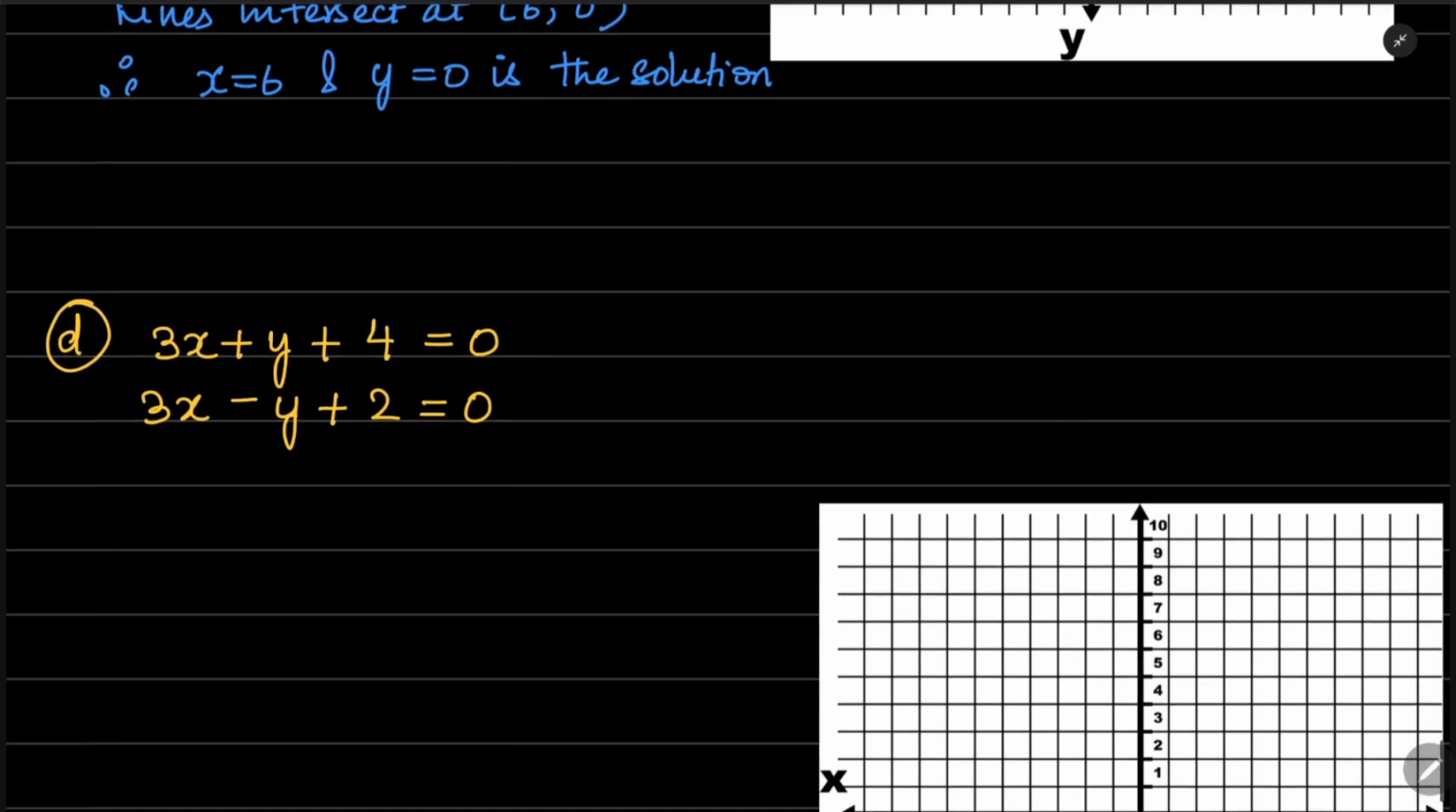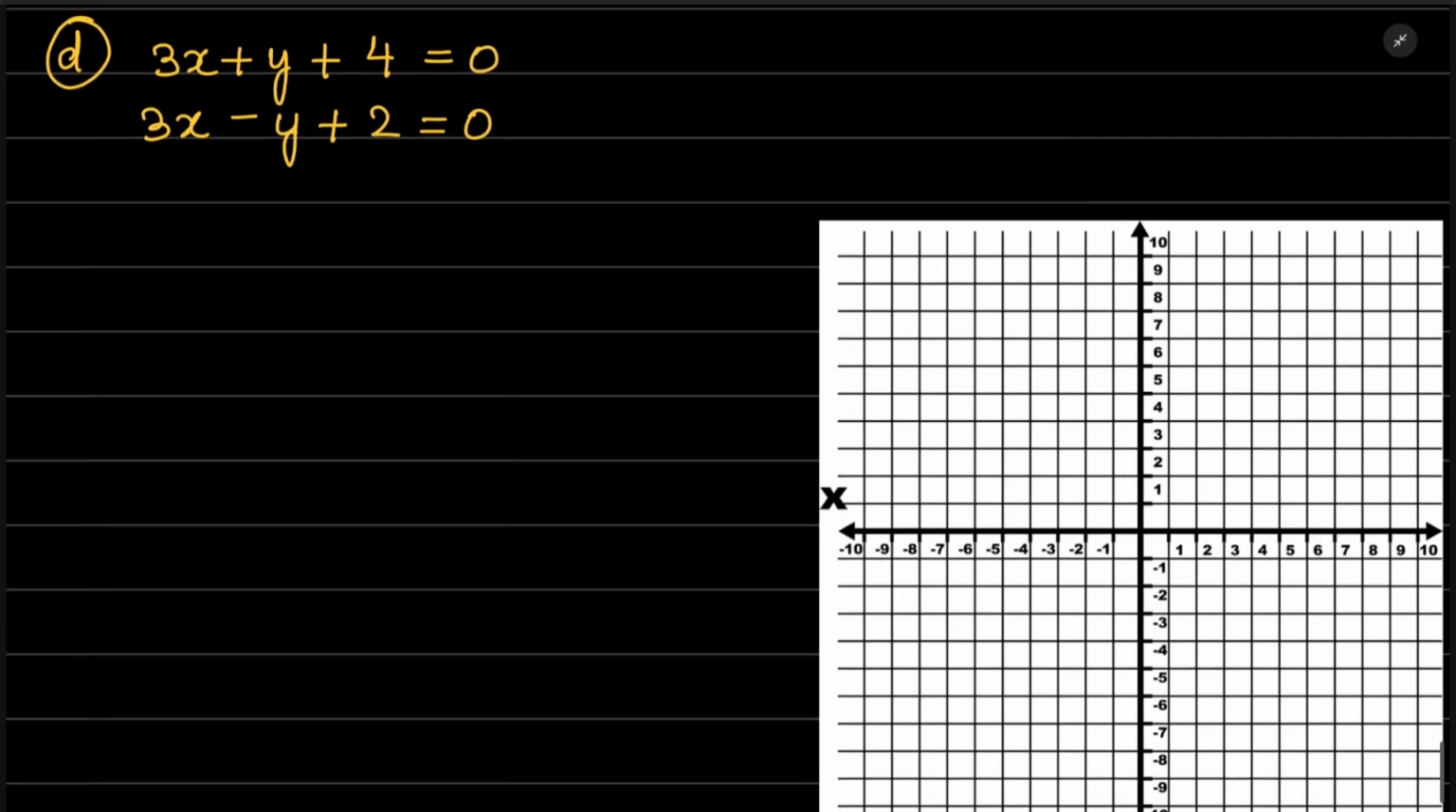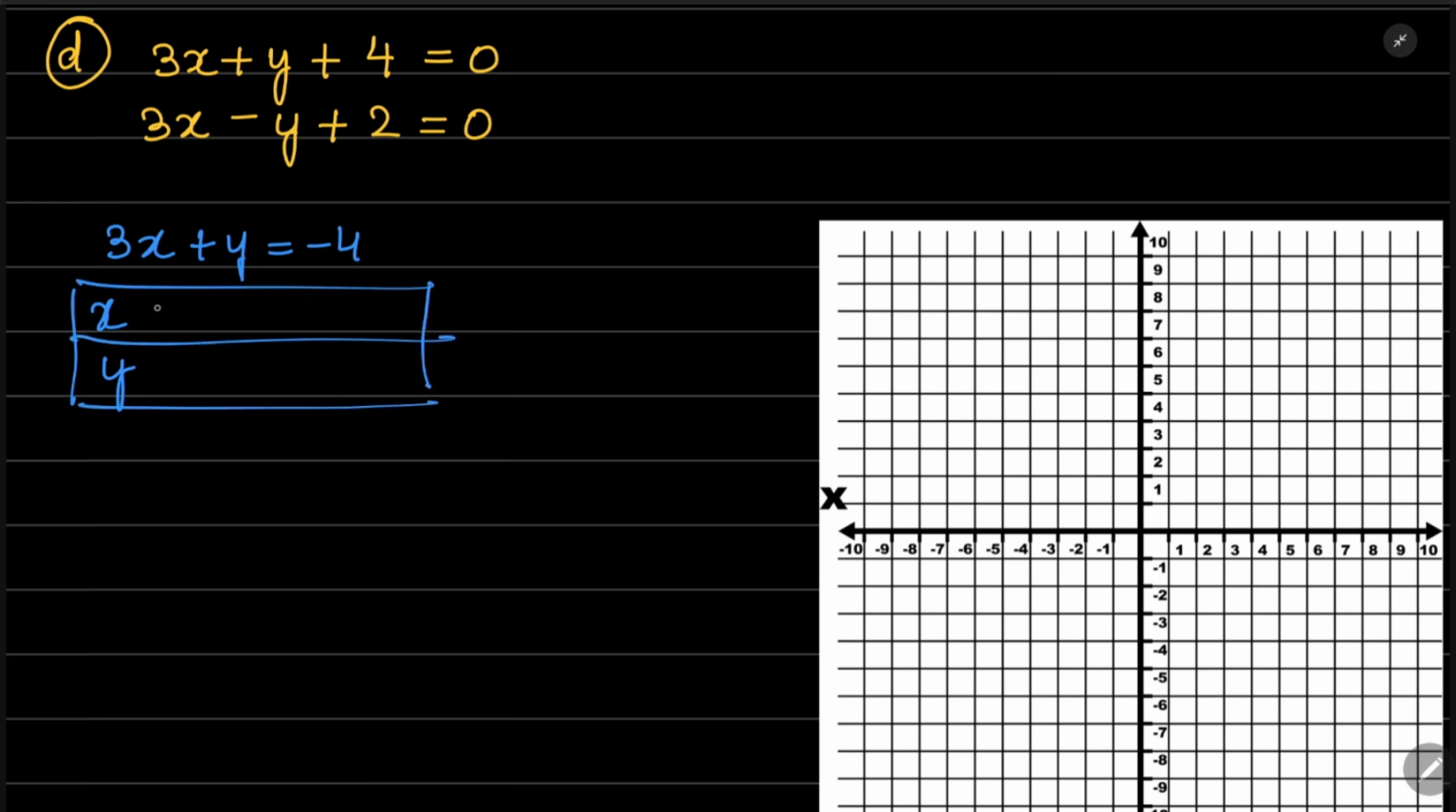Okay. And then last question for the day. 3x plus y plus 4 equal to 0. So again, let's do the first one. 3x plus y equal to minus 4. Let's take a few values of x and y. So if x is equal to 1, then what will be y? If x is 1, then it will be minus 4 minus 3, which is minus 7. If x equal to 0, y will be minus 4.